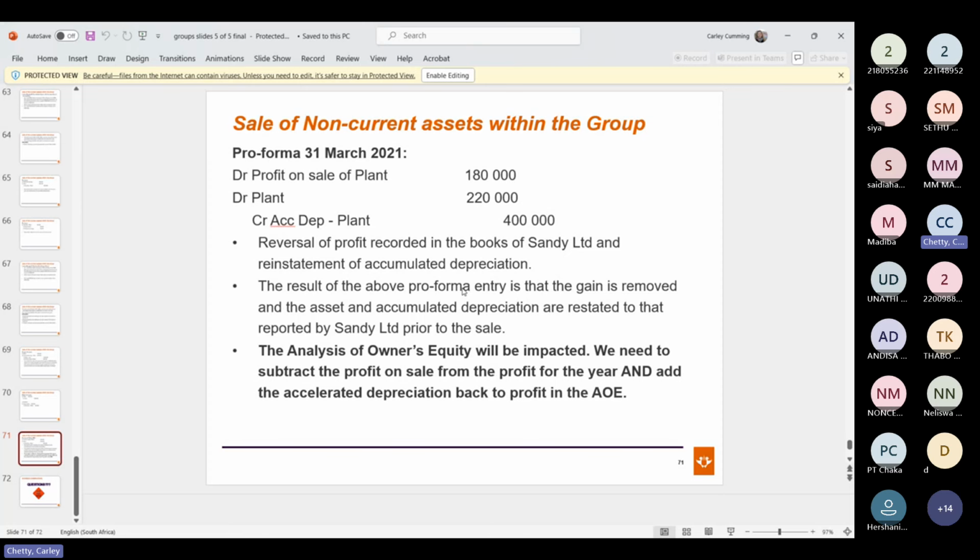So because Sandy sold this asset to Eddie and Sandy is the subsidiary, the analysis of owner's equity will be impacted. So we need to subtract the profit on sale from the profit for the year and add the accelerated depreciation back to the profit in the analysis of owner's equity. Okay, so you'll see in your practical and tutorial examples this week that they show the sale of non-current assets within the company, within the group, so you'll have to know how to deal with it.